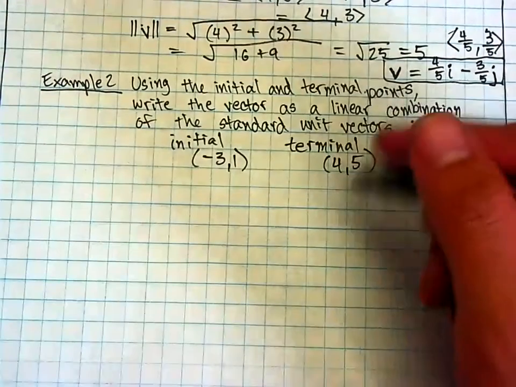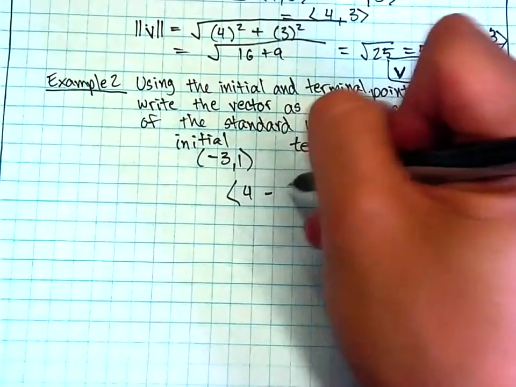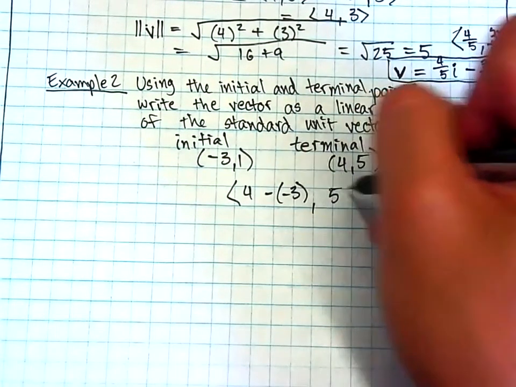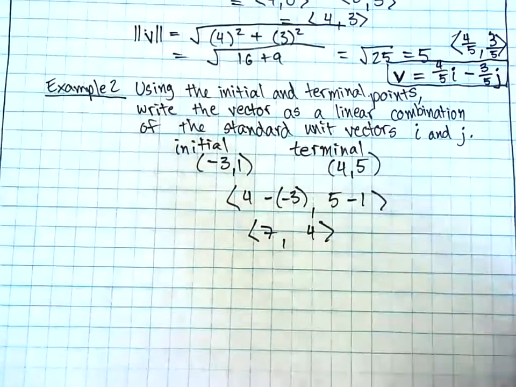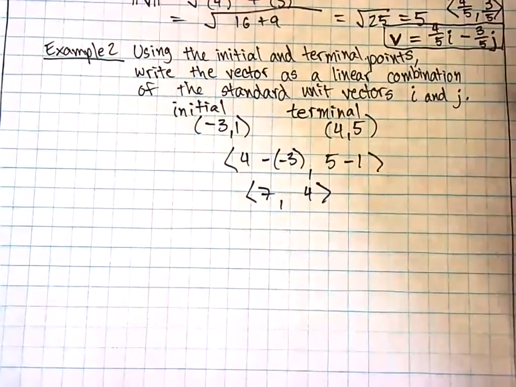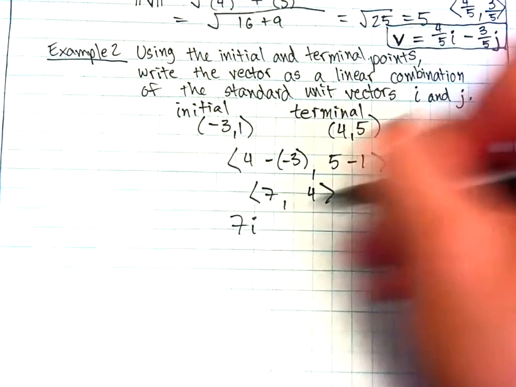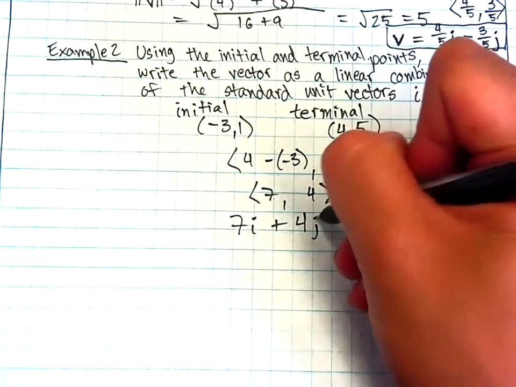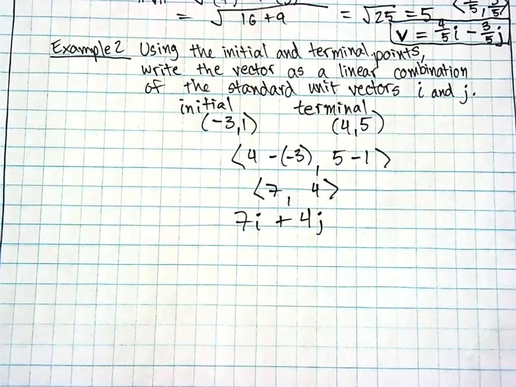Same thing we've done yesterday. 4 minus -3, 5 minus 1. It's going to be <7, 4>. And then writing that as a linear combination, that's going to be 7i plus 4j. That's basically the idea of working with linear combinations. It's practically identical to component form. We're just writing it as an expression rather than a set of points.